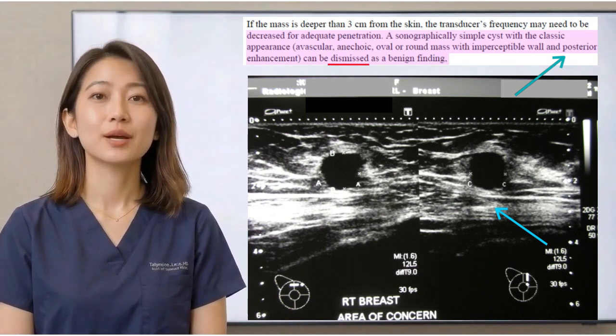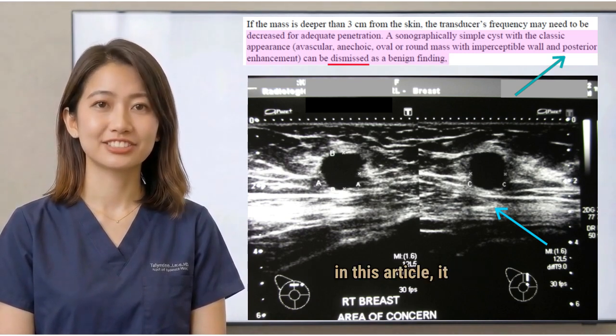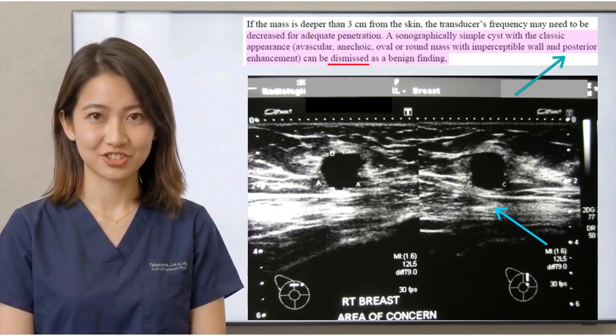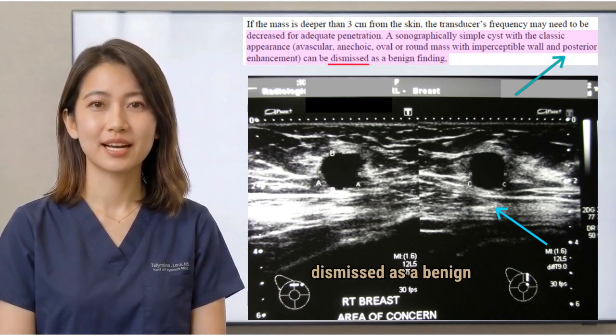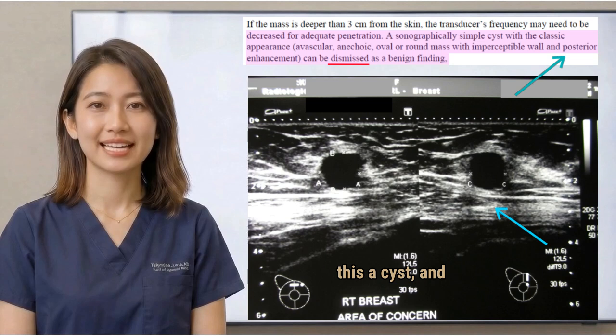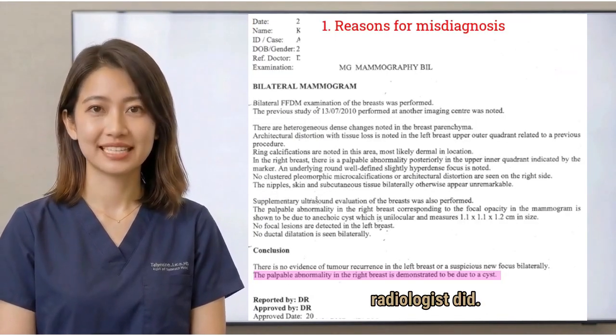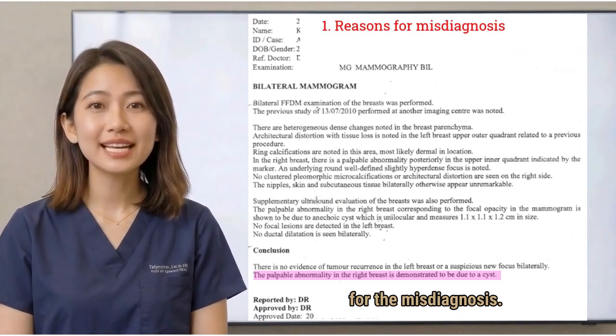So this image had almost all the features of the classic appearance of a cyst, and in this article it is stated that such a lesion can be dismissed as a benign finding. A radiologist who has read this article may be tempted to consider this a cyst and dismiss it as a benign finding, which was what K's radiologist did. This was the reason for the misdiagnosis.